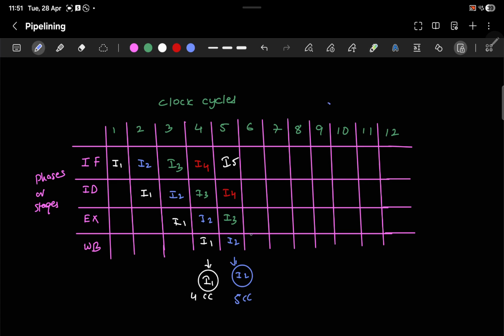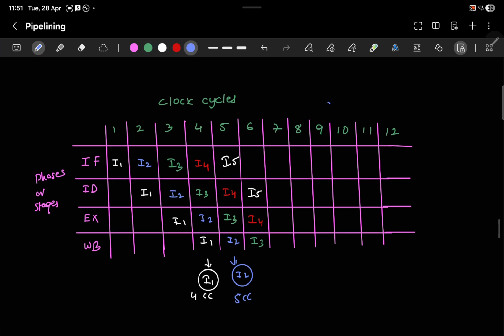Now you can clearly see that at the 6th clock cycle, I3 will come to the write back phase, I4 will come to the execution phase, and at the decode phase I5 will come, right? And you can still start your execution. You can utilize this fetch phase. So you take I5, and you start fetching I6 at the 6th clock cycle.